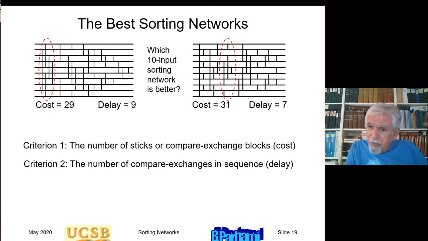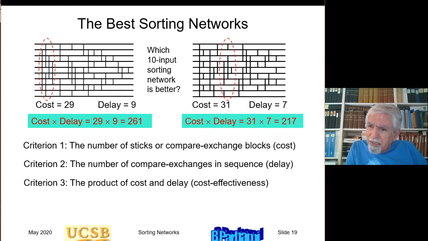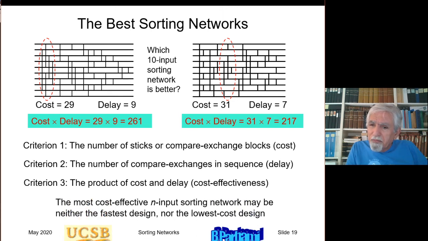So if I'm interested to see whether the trade-off is worthwhile, I can multiply the delay and cost and get 261 for the circuit on the left and 217 for the circuit on the right. So the cost delay product is better, which was sort of obvious because I shaved 2 units from the delay while adding only 2 comparators. So it's a worthwhile trade-off.